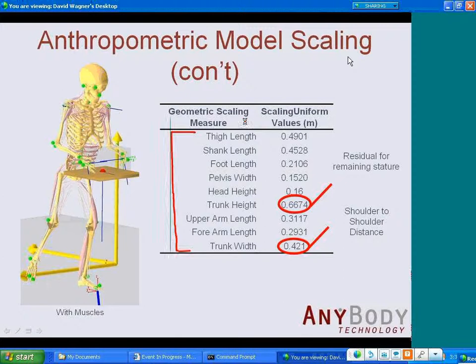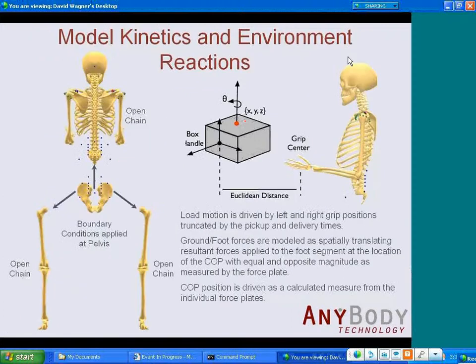On to the model kinetics and environment reactions. The free posture move model is structured as such here, where the pelvis is fixed in place by some positional constraints.